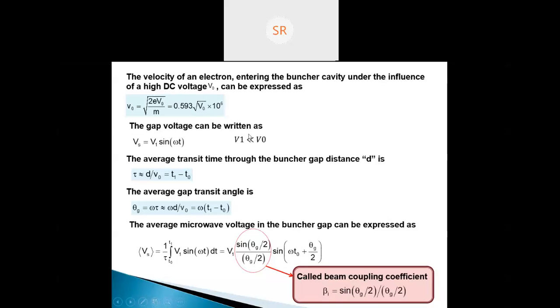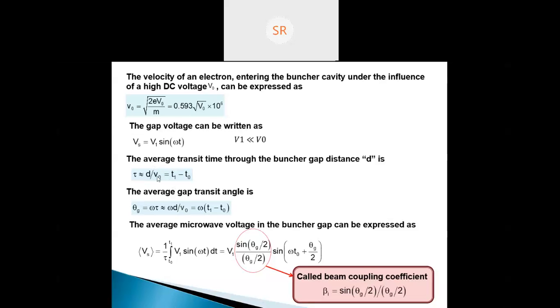Then the gap voltage, which is the RF signal, is Vs equals V1 sin of omega t. The average transit time through the buncher gap distance d is T1 minus T0, where T0 is the start point and T1 is the end point. So tau, the average transit time, is equal to d divided by v0, where d is the distance or spacing in the cavity and v0 is the velocity of the electron.